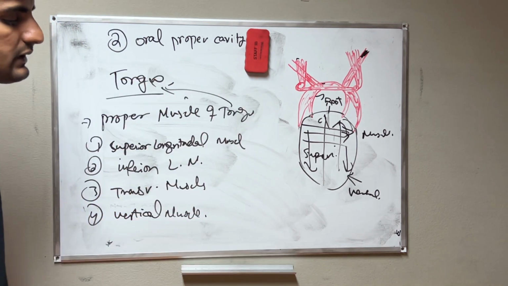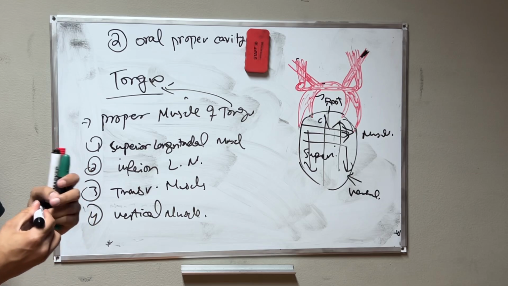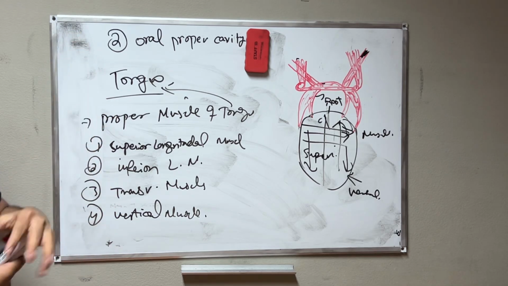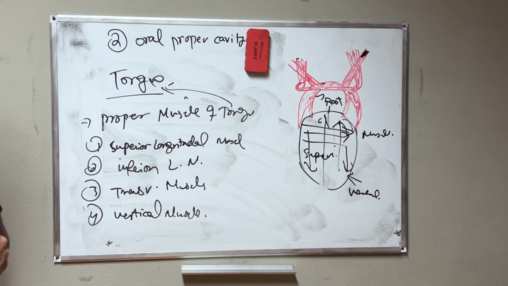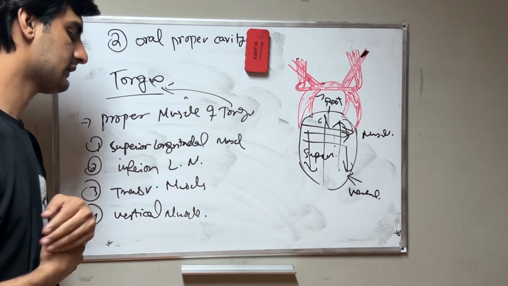This is everything about the tongue. This is about the oral proper cavity, in which we discussed the hard palate, soft palate, and its borders, and then we discussed the tongue.